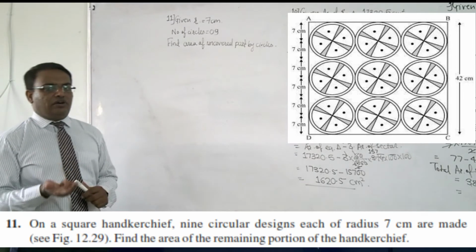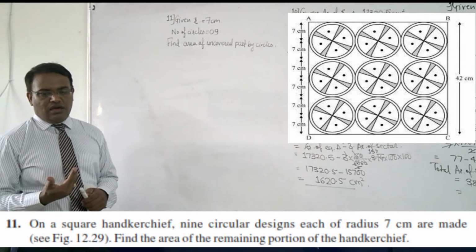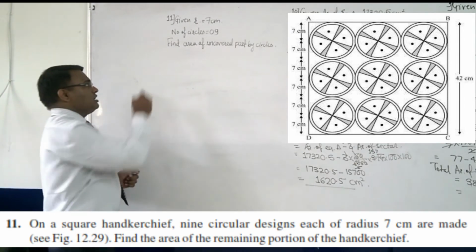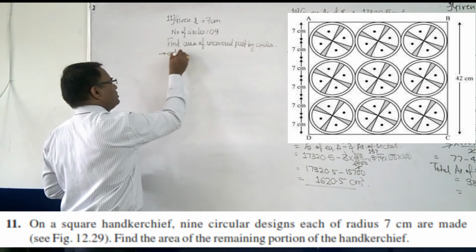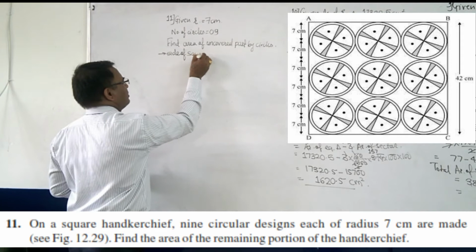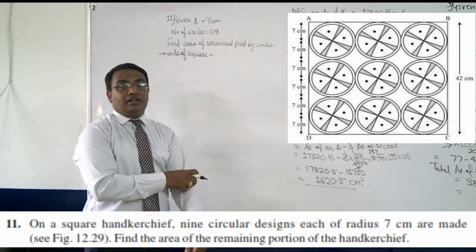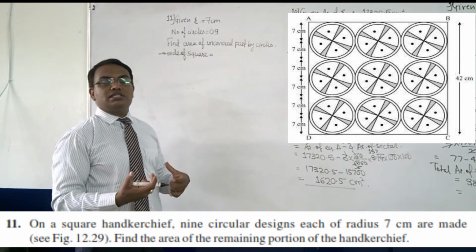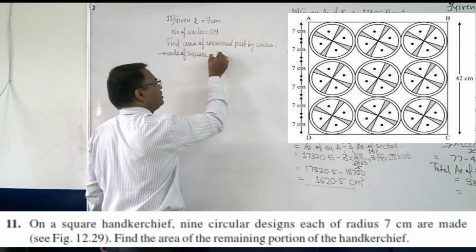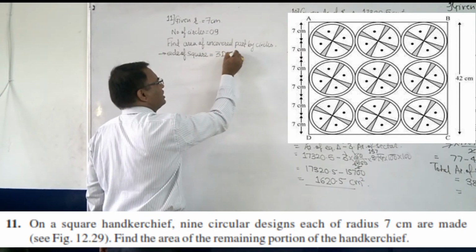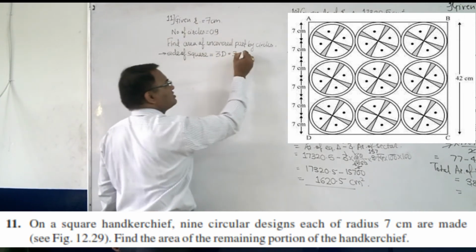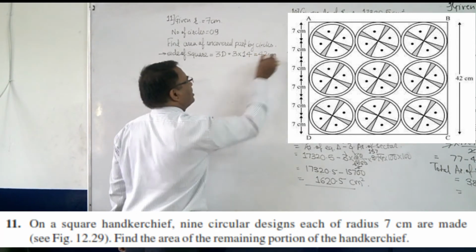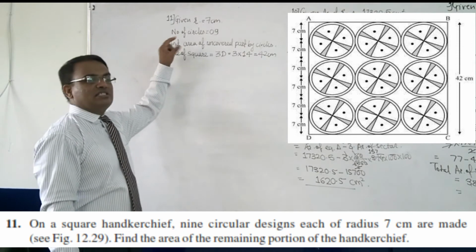Now in one row or in one column there are 3 circles. So if you observe carefully, what should be the side of the square? Therefore the side of the square is nothing but the diameter of one circle, second circle and third circle. All the circles are equal, congruent circles, so their diameter must be the same. So it is 3 into the diameter. The radius is 7, so the diameter is 14. So 3 into 14 is 42 centimeter. Right or no? The radius of one circle is 7.